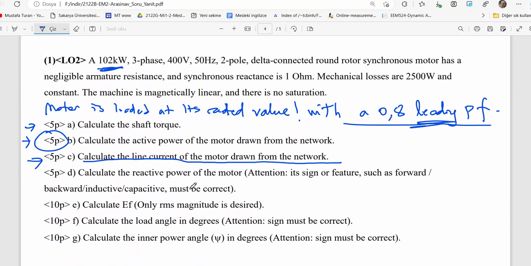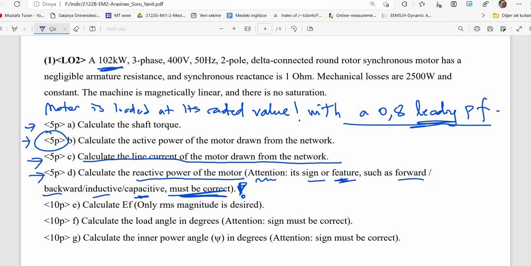Let's continue with D. Calculate the reactive power of the motor. Attention, take care of the sign or nature, whether it is forward or backward, or inductive or capacitive. Those features must be correct, must be evaluated.